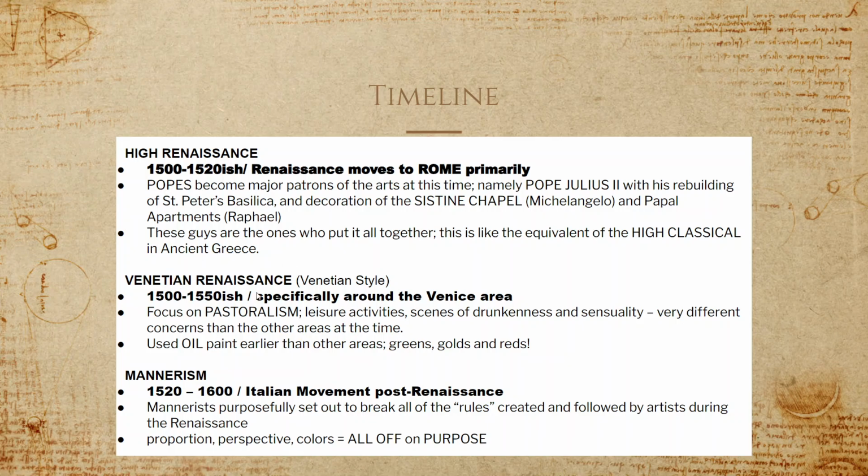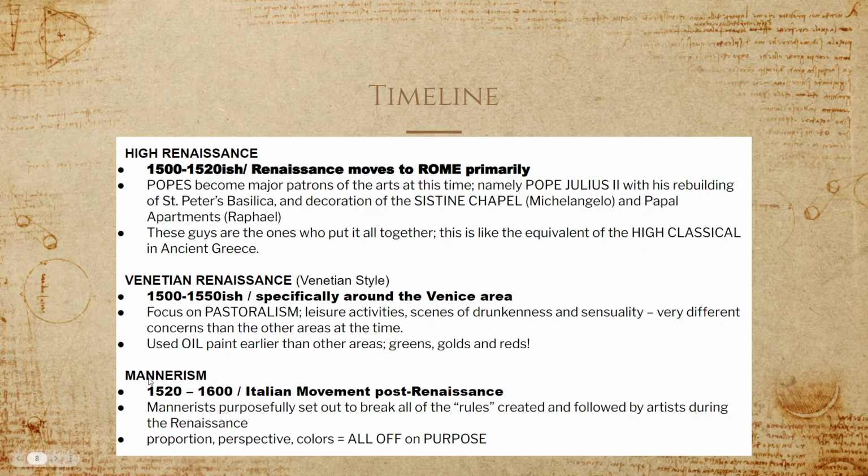Venetian Renaissance overlaps the High Renaissance, but it's happening in Venice. So around 1500 to 1550-ish. They're typically using more oil paint. They're using greens and golds, and they're really about sensuality and drunkenness and leisure and chillin'. We're gonna have one Venetian Renaissance piece that kind of captures all of that.